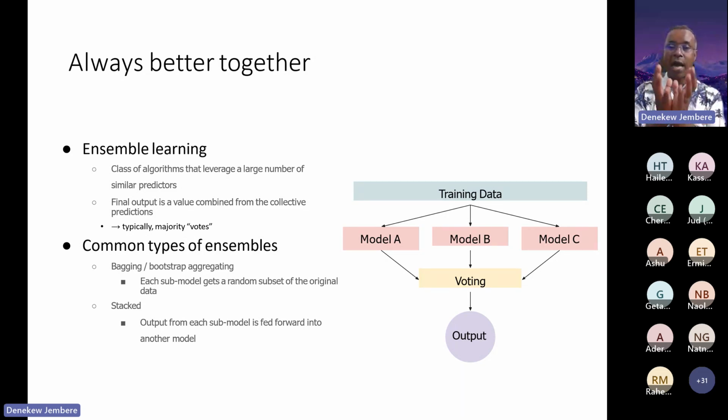So finally, you will have these different models, and for a given data set, you will use all three and then choose which one is the best performing. Each submodel gets a random subset of the original data, and then they can be stacked, and the output from each subset is fed forward into another model. So there is that potential as well.